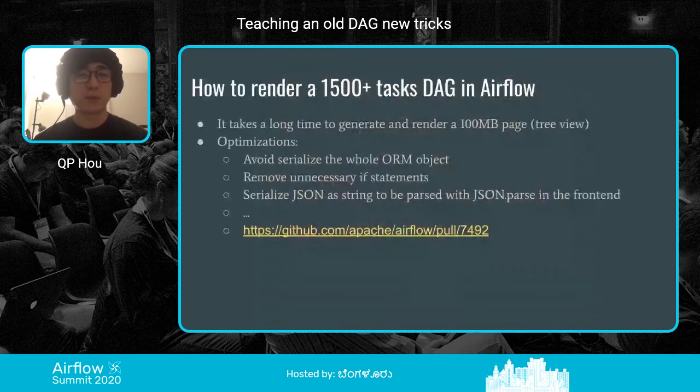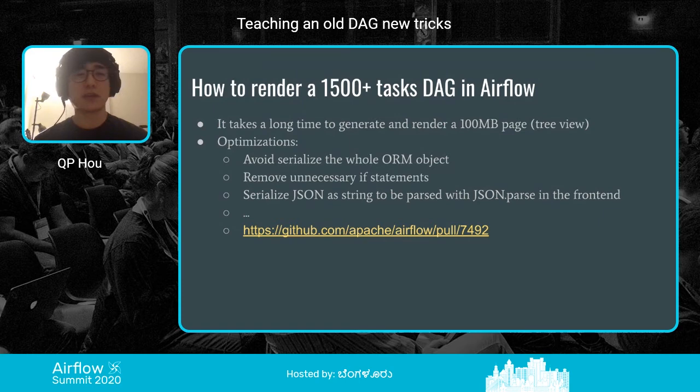So what actually happened, right? Previously, to render a 1500 task DAG in Airflow, it's taking a really long time because the backend has to generate an HTML page that's almost 100 megabytes large, and on top of that, try to render this HTML page or parse this JavaScript in the browser. It also takes a really long time. Basically, the backend always times out in this case.